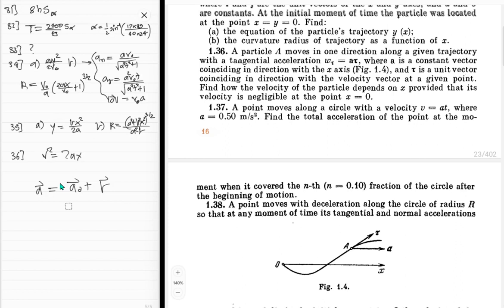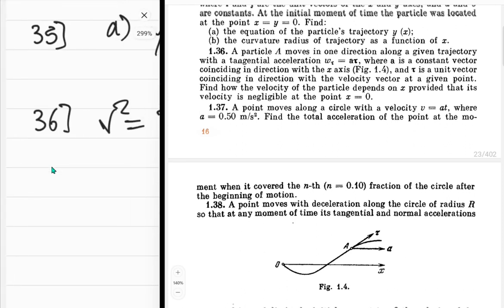Okay, let's go to 37th now. I mean, hopefully this is correct. Do they want an even more descriptive description of this motion? I don't think so. Yeah, 37th.